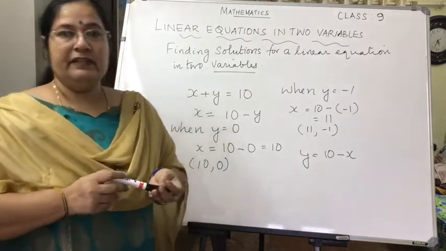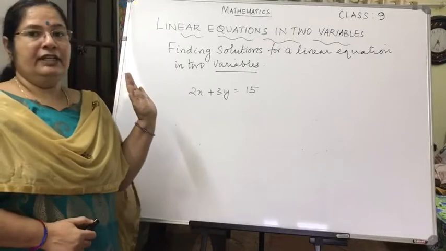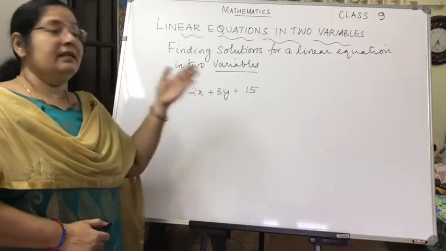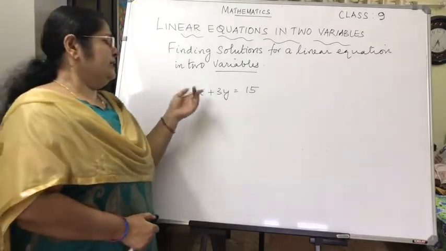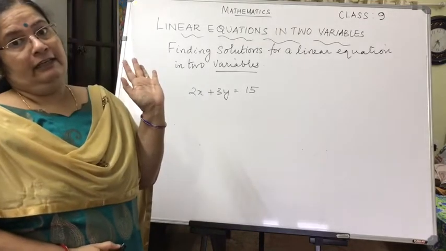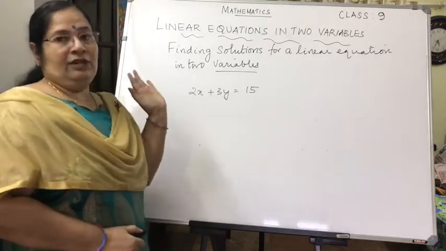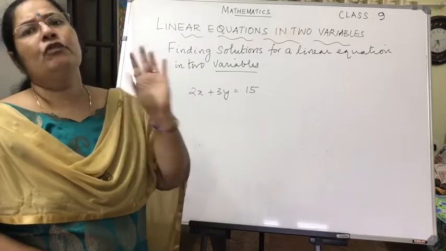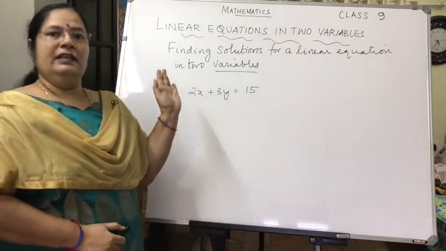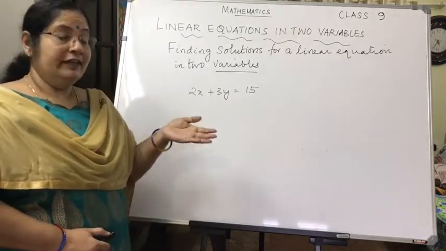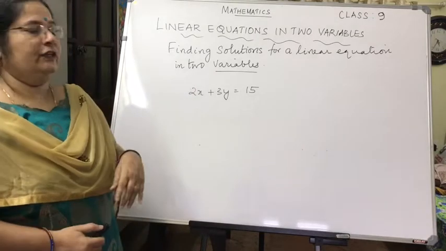One more example we will see. Suppose you have a linear equation like this. It's not in the standard form, but still it is a linear equation: 2x plus 3y equals 15. Now you are asked to find, say, 4 solutions for this. The number is limited. You can find infinitely many, but I am limiting it to just finding 4 solutions.